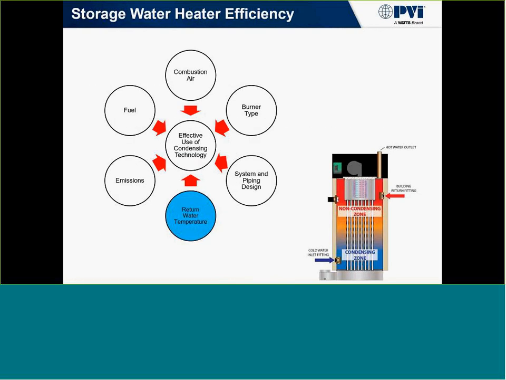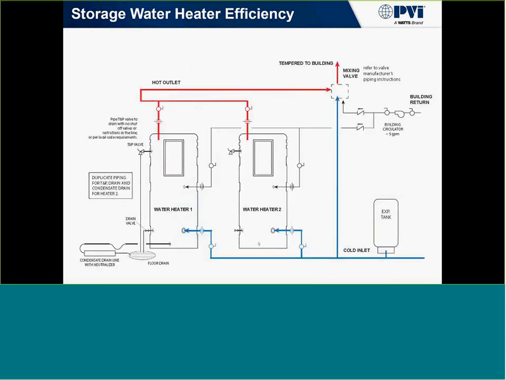So going back to our chart again, it's the same exact chart. Like we said before, the return water temperature is by far the most important variable in that equation. Like Jim said, with a water heater, all of that is taken into consideration when we certify these things to a certain efficiency. So here's a generalized piping diagram of a water heater type installation.